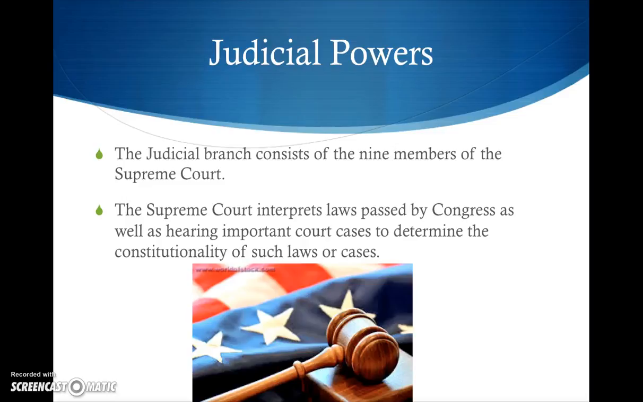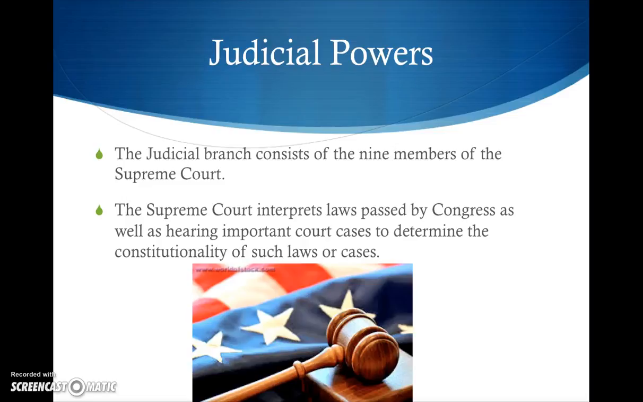So basically, Congress passes a bill and it goes to the Supreme Court and they read over the law, interpret all the provisions given by the law, and ultimately decide if the entire law is constitutional and able to be put into effect and become a law of the land over the American people.